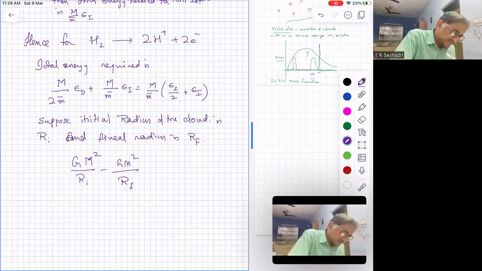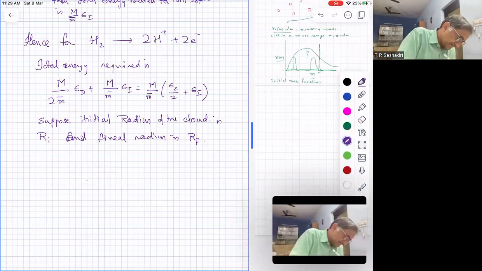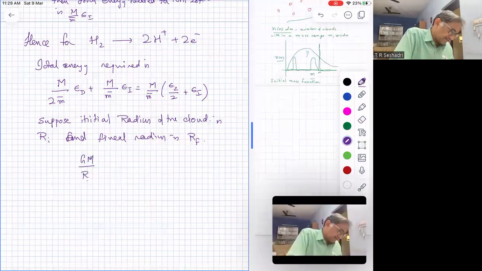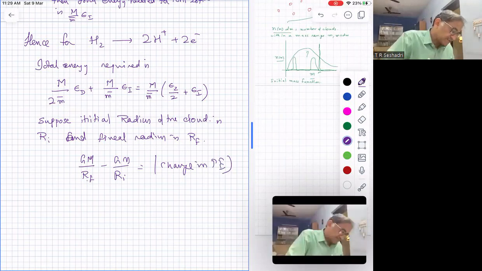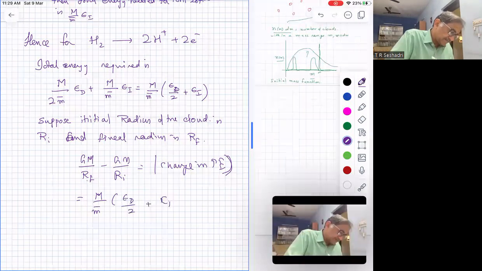Okay, so let me put it this way. GM by R_I minus GM by R_F is equal to the change in potential energy, the modulus of the change in potential energy, because potential energy is negative. And this should be equal to M by M bar times (epsilon D by 2 plus epsilon I).